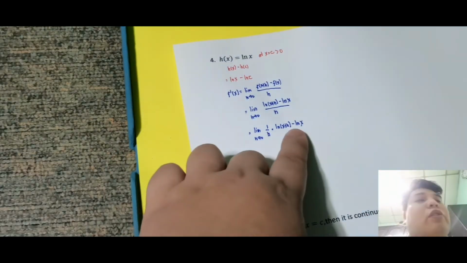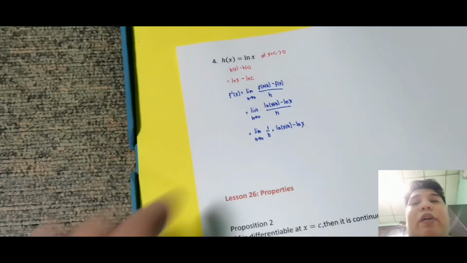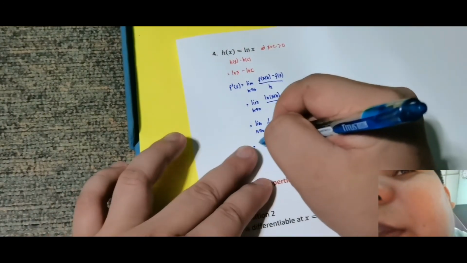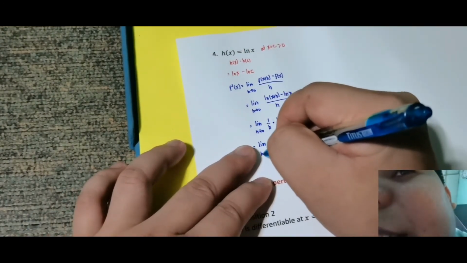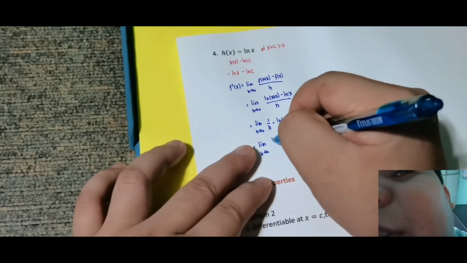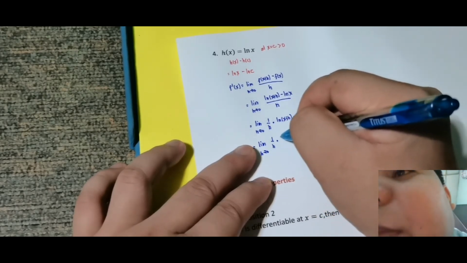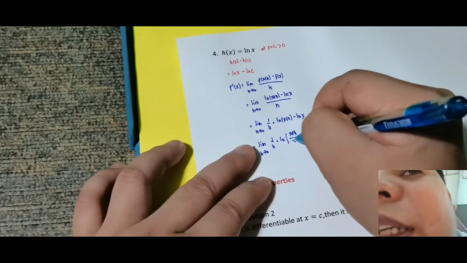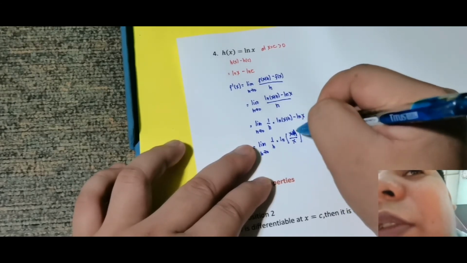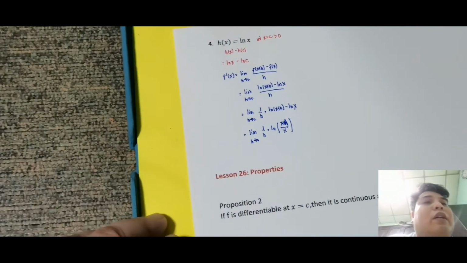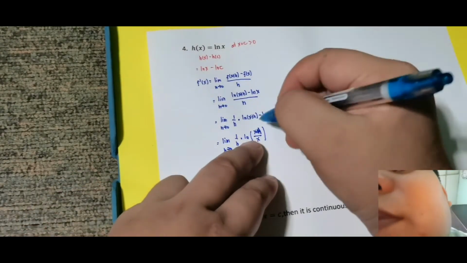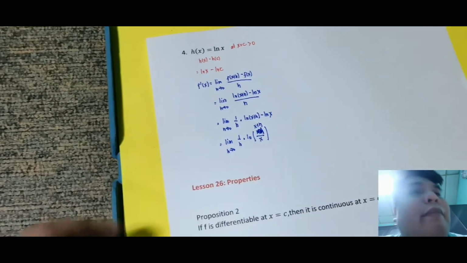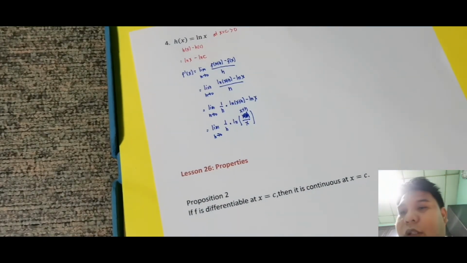So, apply natin dito yung quotient rule ng logarithm. So, by quotient rule ng logarithm, this is just equal sa limit as h approaches 0 ng 1 over h multiplied by ln of (x plus h) over x. So, this is x plus h.